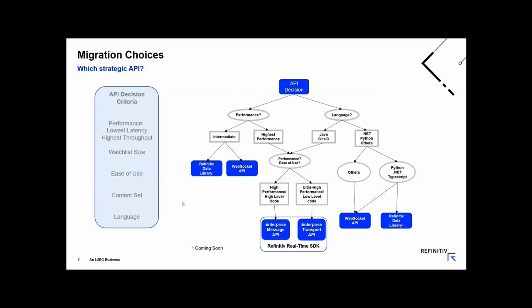And when it comes to the choice between the APIs here, other factors might be your watchlist size. That will determine if you're picking, for instance, an ETA reactor layer or watchlist layer for your application versus an EMA layer. Of course, ease of use is another area to consider here, and that will become more apparent as we give you the code walkthrough of exactly what this would look like.